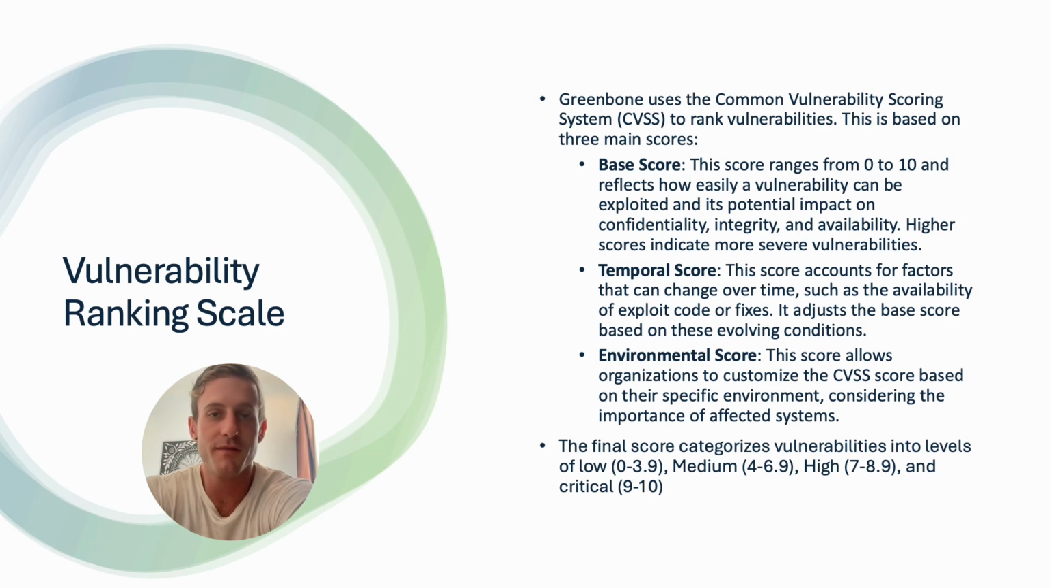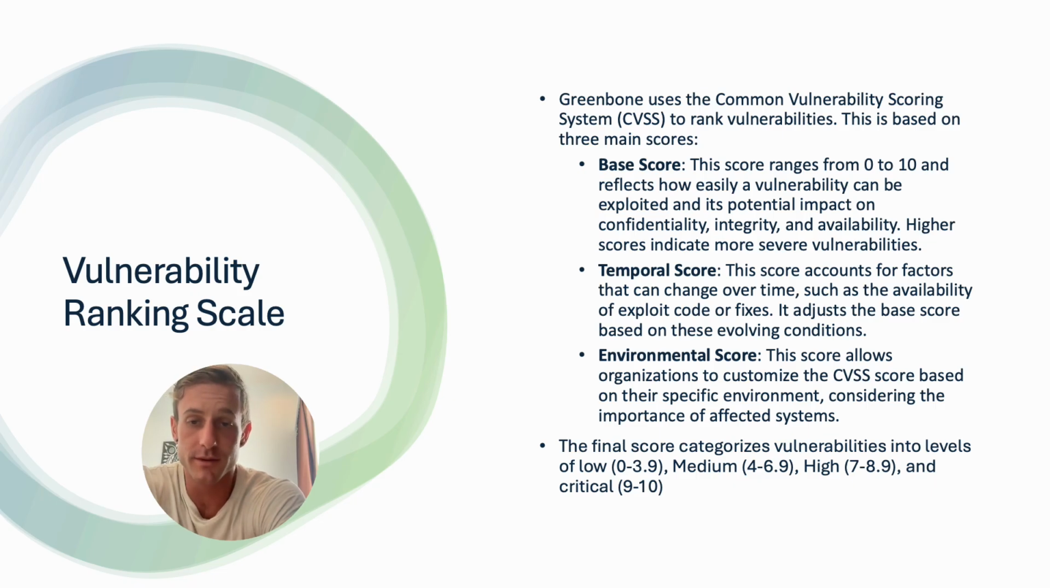Okay, so the final thing I'll cover is exactly what the vulnerability ranking scale being used is. Greenbone uses the Common Vulnerability Scoring System, CVSS, to rank vulnerabilities. This is based on 3 main scores, including the base score. This score ranges from 0 to 10 and reflects how easily a vulnerability can be exploited and its potential impact on confidentiality, integrity, and availability. Higher scores indicate more severe vulnerabilities.